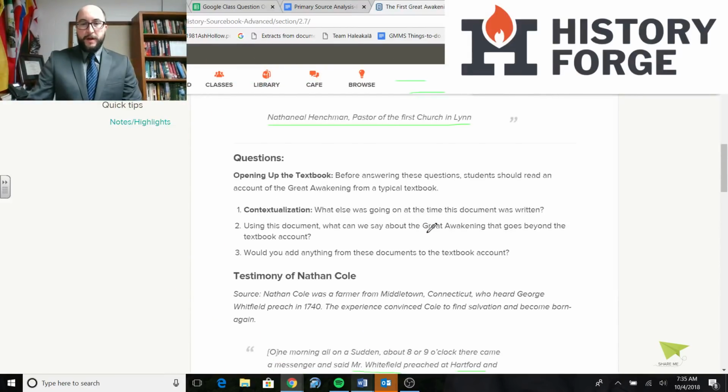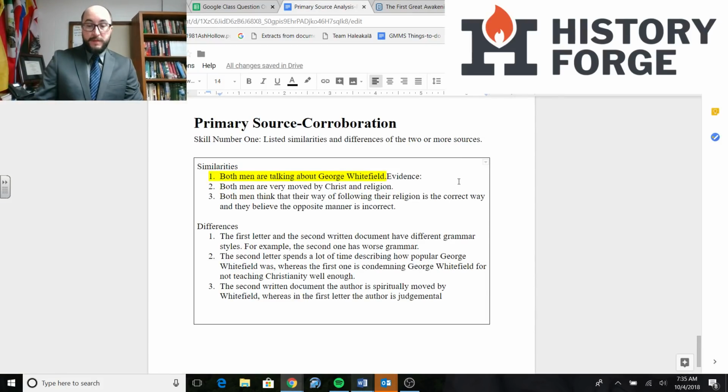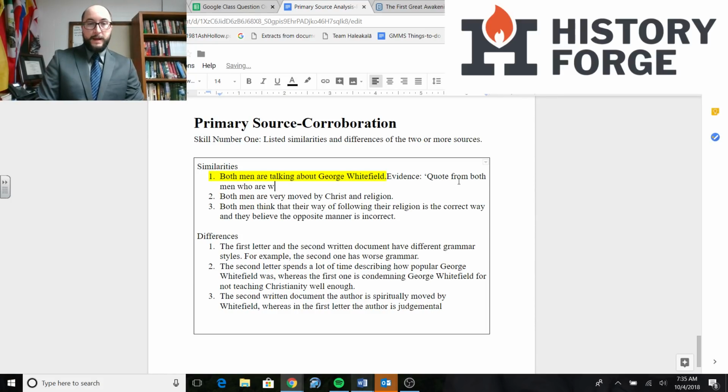Like the fact that they're both talking about Mr. Whitefield. Like both people have quotes about Whitefield. So you need to write a quote from both people. So again, you write a quote like this. You write a quote from both men who are writing about Whitefield, and you would want to show both quotes and introduce them. And then that would be your second part. That is the second part of the RACE strategy. So I'll just go ahead and bold that.